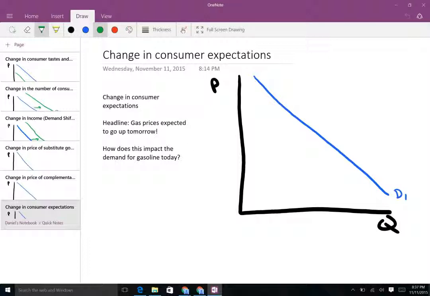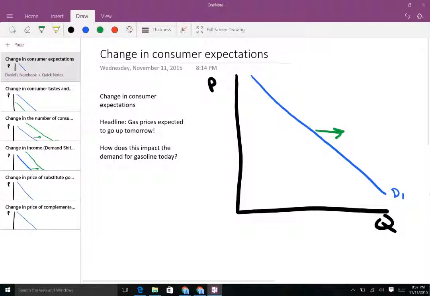So I want you to think about that. You can buy gas today, or you can buy it tomorrow when it is $1 more expensive per gallon. So how does that impact the demand for gasoline today? Well, people are going to buy more gasoline today, so they don't have to pay the extra cost tomorrow. So that will increase the demand for gasoline. We'll have a shift to the right.